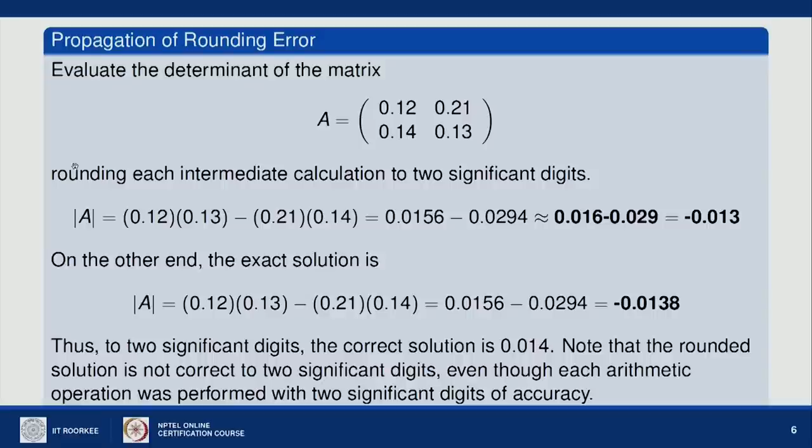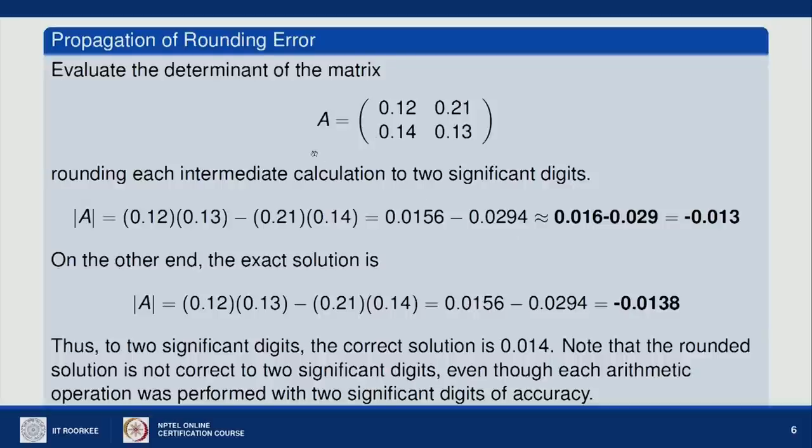So consider this particular matrix, and for this matrix I want to find out the determinant by rounding each intermediate calculation up to two significant digits. So I have taken this matrix, let us calculate the determinant. Just 0.12 into 0.13 minus 0.21 into 0.14. So this particular number becomes 0.0156 and this particular number becomes 0.0294.